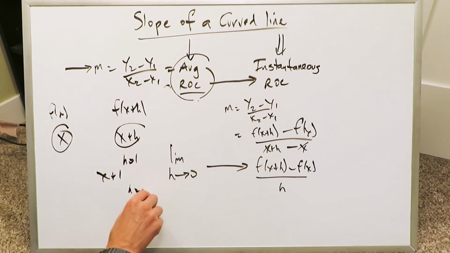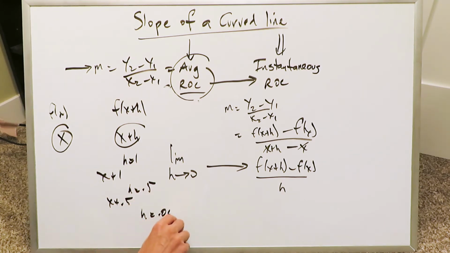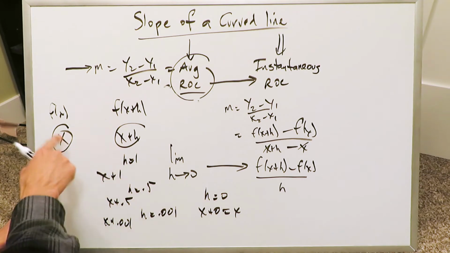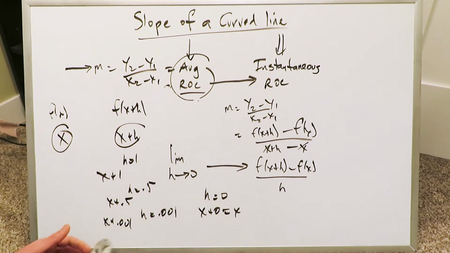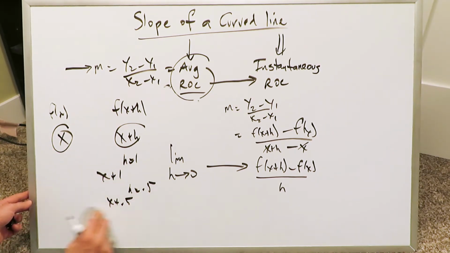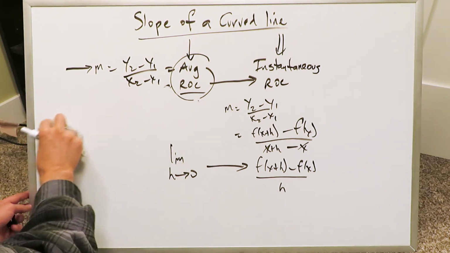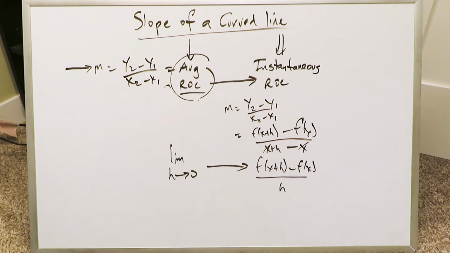If h is equal to 0.5, now you're at x plus 0.5. If h is equal to 0.001, you're at x plus 0.001. If however h is equal to 0, now you're at x plus 0, which is really x. You've landed on your original point. That's exactly what this limit means. You're not learning right now how you apply the limit. You're only learning right now how you start thinking about a slope of a curved line.